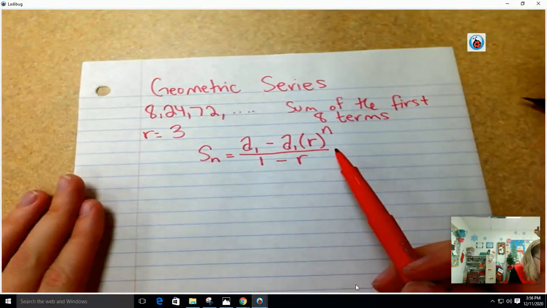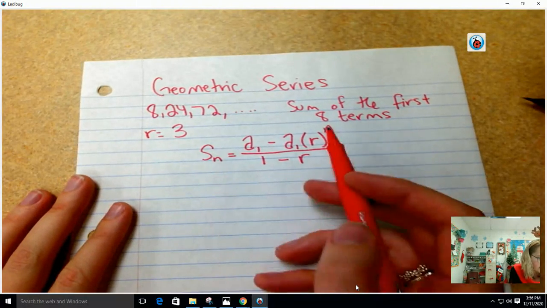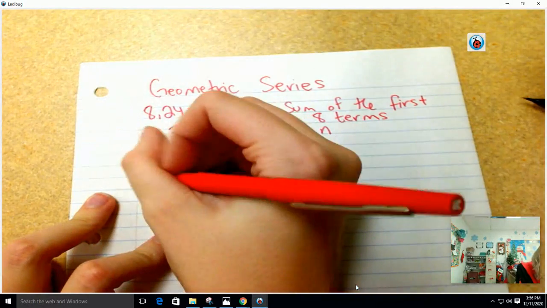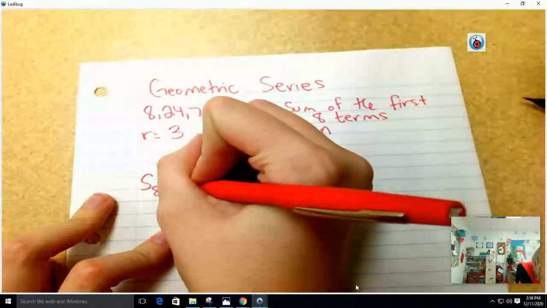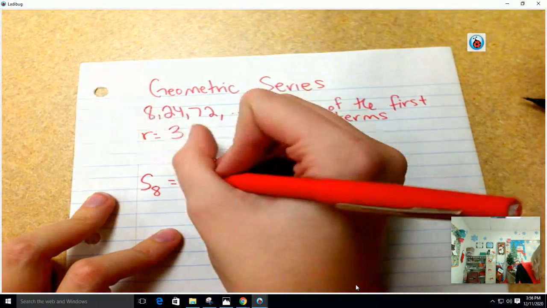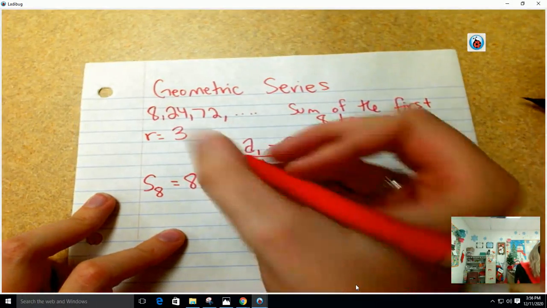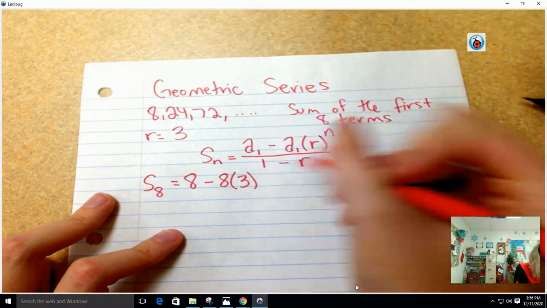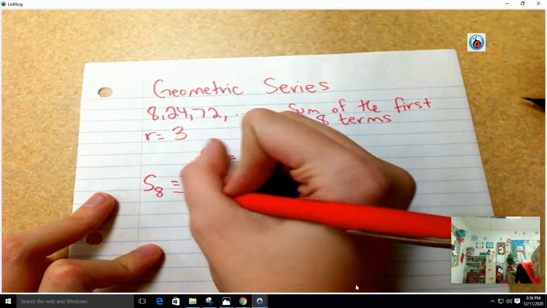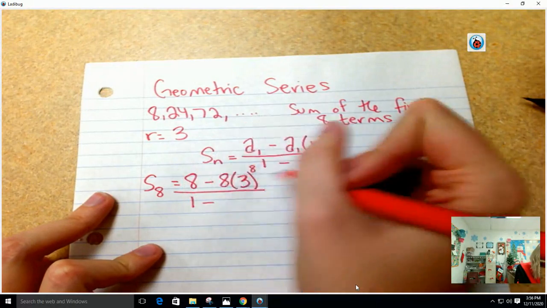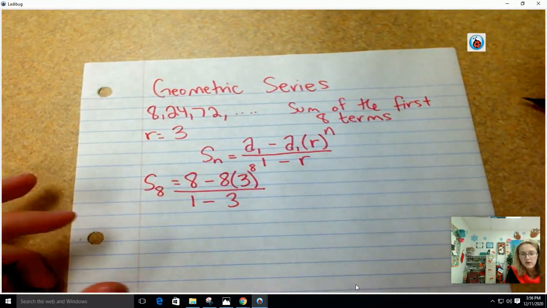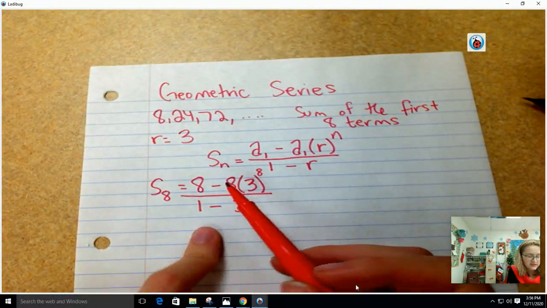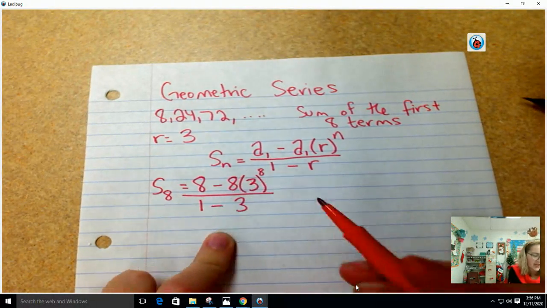So if you notice for this one, all I need is my n, my r, and my a1. So we want to find the first 8 terms. So S sub 8 is equal to a sub 1, so 8, minus a sub 1 again, 8 times my common ratio of 3 to the nth term, all over 1 minus r, which is 3. So the thing to keep in mind here is this is not 8 minus 8. This is 8 minus 8 times 3 to the 8th power.